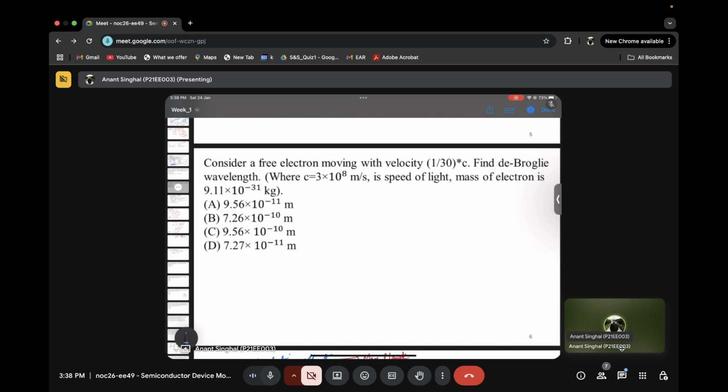So now the problem that was there, it said we have an electron having velocity this, wavelength we need to find, and everything else is given. So maybe I'll give you 2 minutes. Please try to write your answers in the chat box. This is a very easy problem. I've already given the formula or explained it. So take 2 minutes and let me know your answers in the chat box.